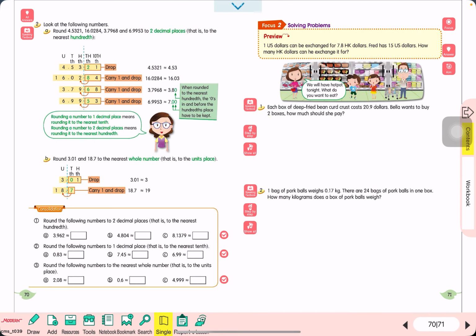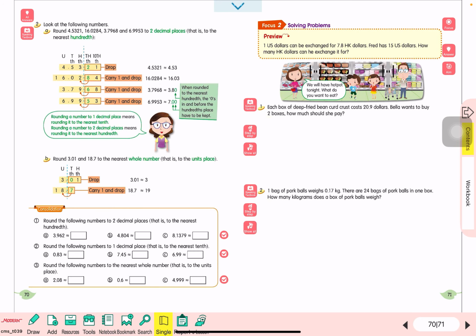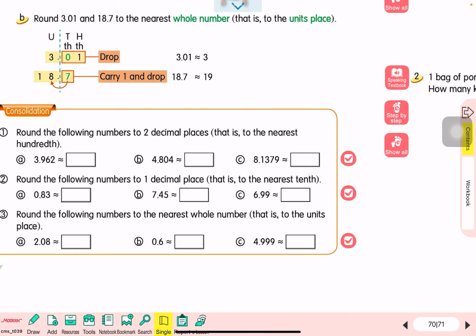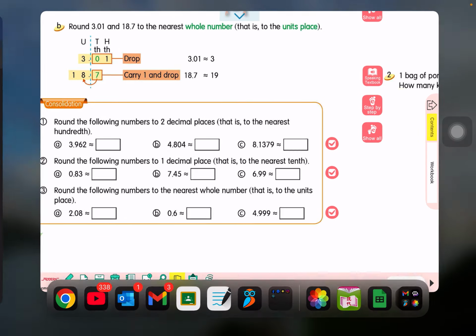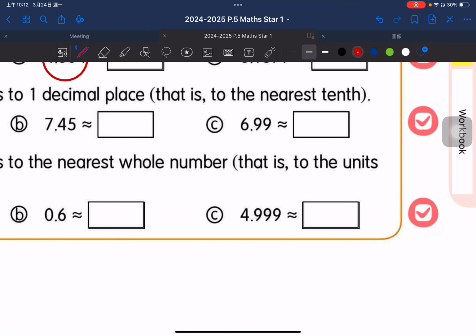Let's do one more sample, which is quite difficult. Let's say 4.99. We take 4.99 and round to the nearest whole number. Nearest whole number means we don't need the decimal. That means in the answer there should be a whole number only. So we have to look at the unit place, the whole number.